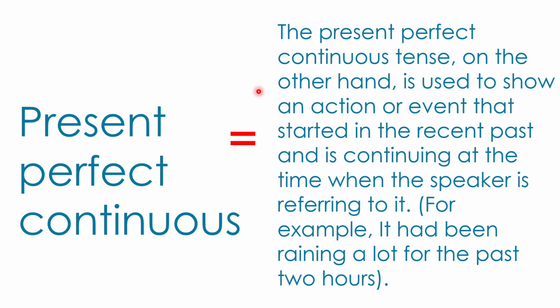So basically, the present perfect continuous tense is used to show an action that has started in the recent or early past and is obviously continuing at the time when the person is talking about it or referring to it. So obviously, for example, it had been raining a lot for the past 2 hours. Well done.